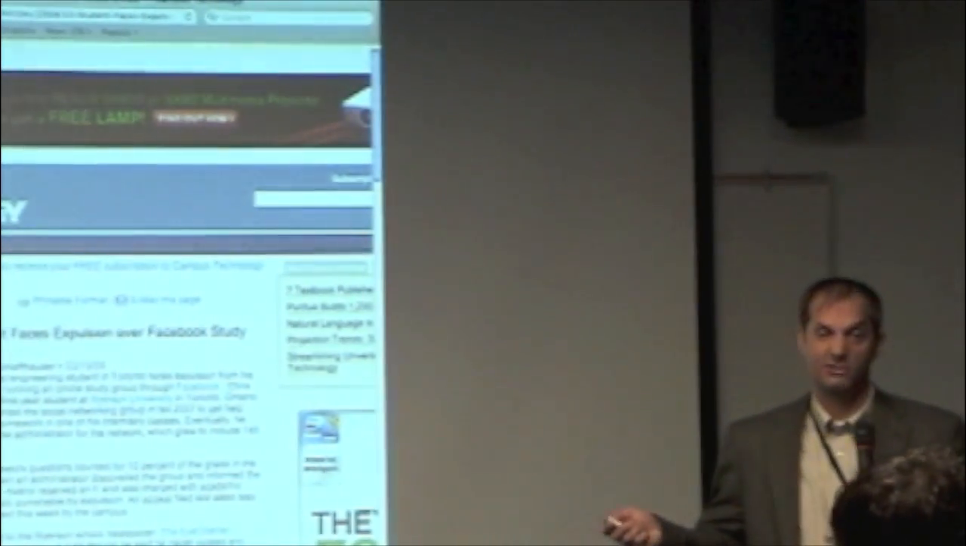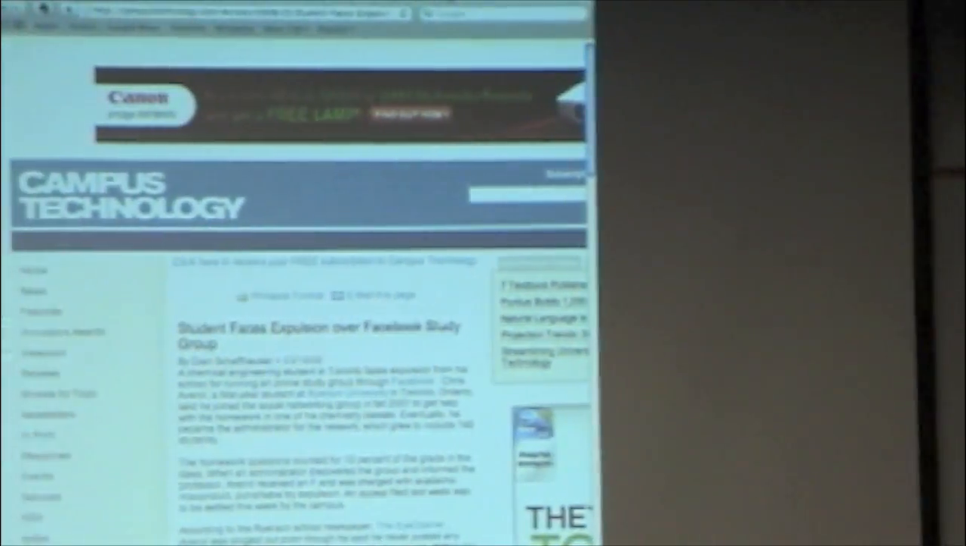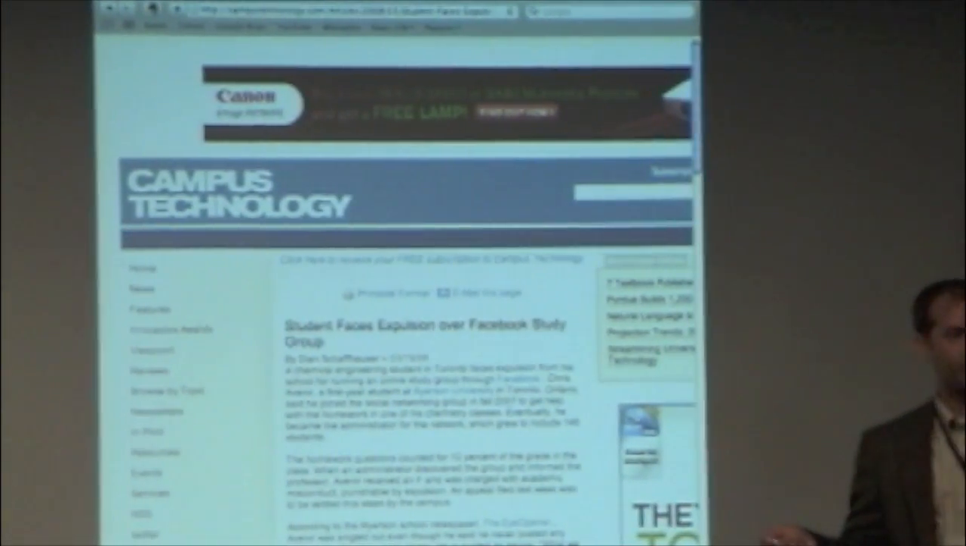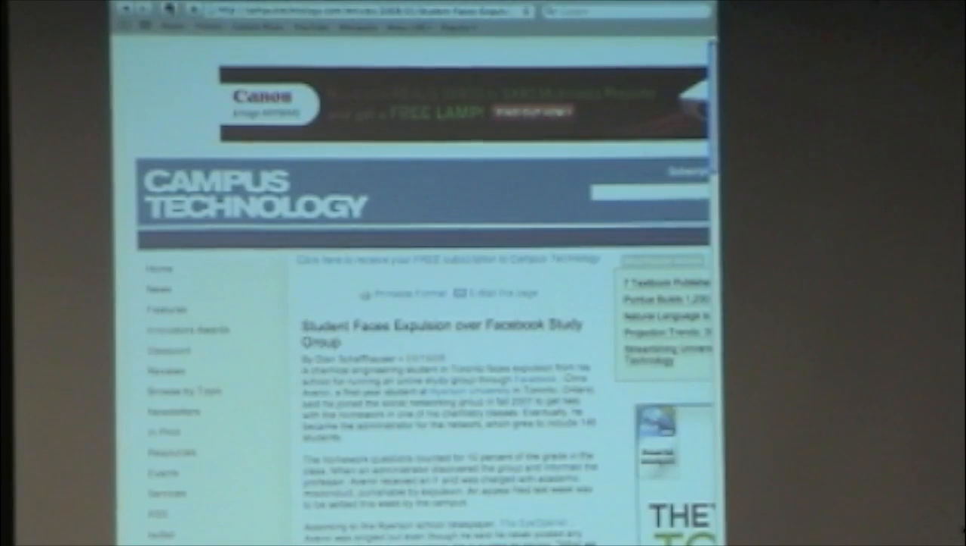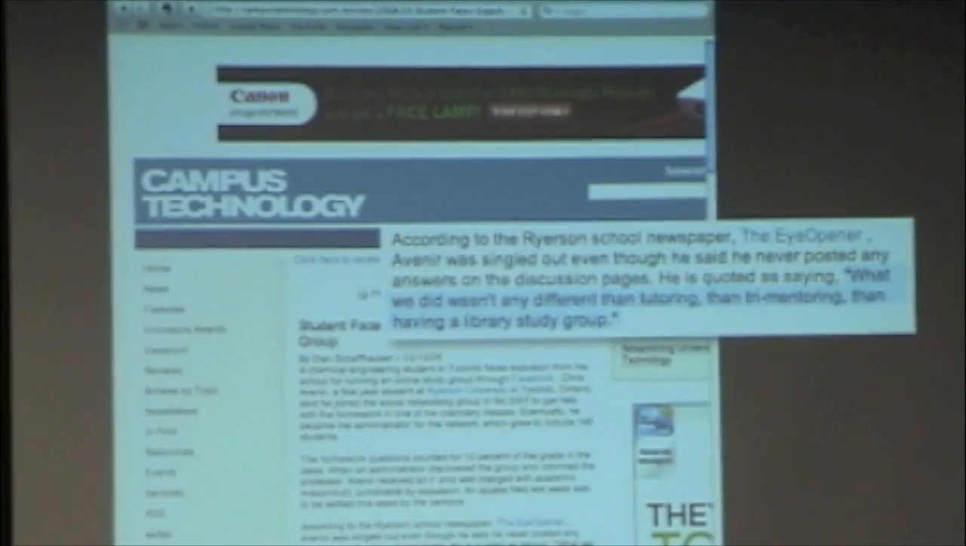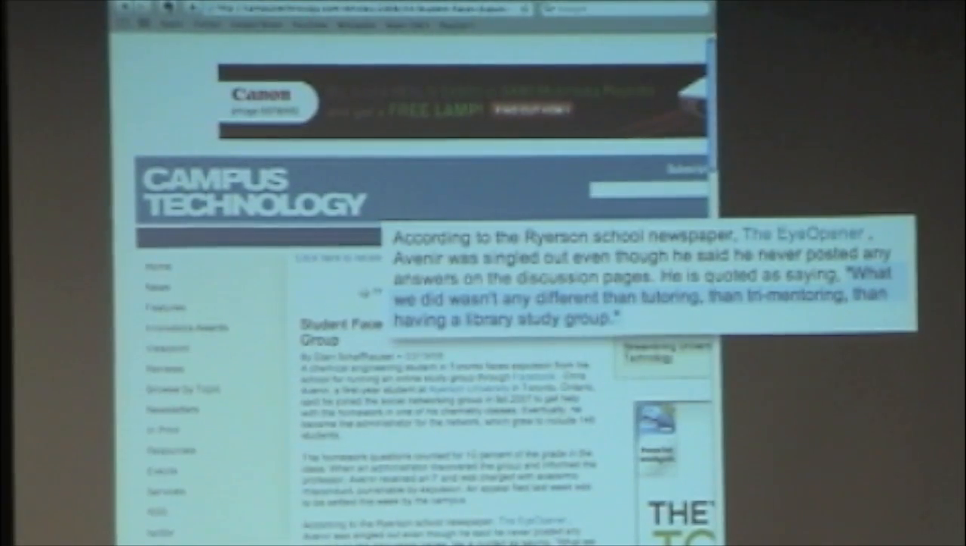But institutions don't deal with this very well. I don't know if you saw the story from Ryerson where a student created a Facebook study group and they said, wow, that's cheating. You're sharing information with other students online. That's against our academic dishonesty policy. We're going to kick you out. And he said, well, that's no different than what we do when we go to a tutoring lab. What's wrong with doing it online? There's a mindset that needs to start changing here.